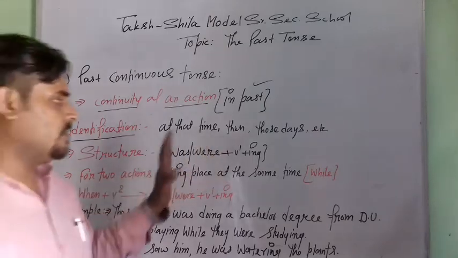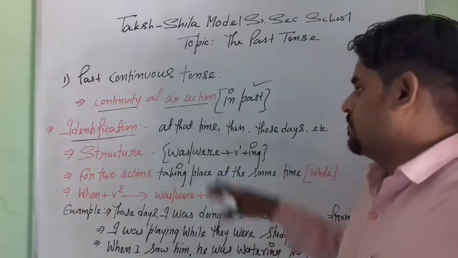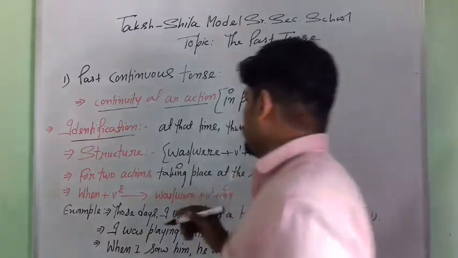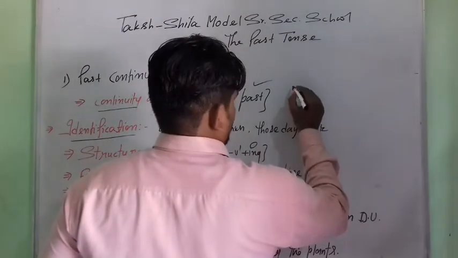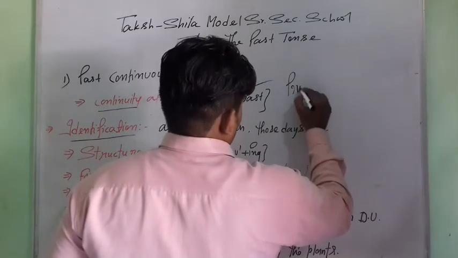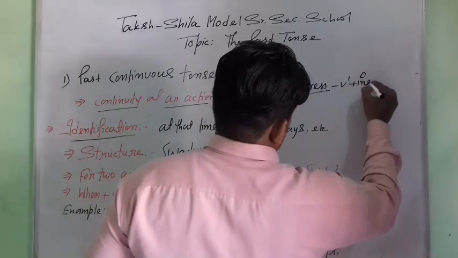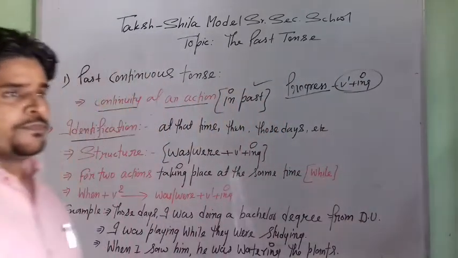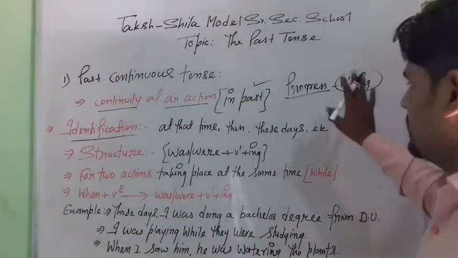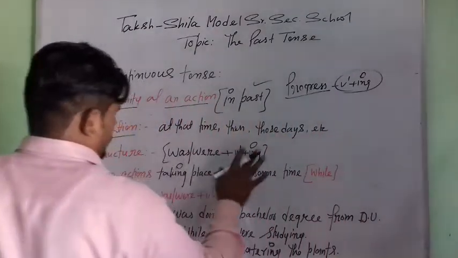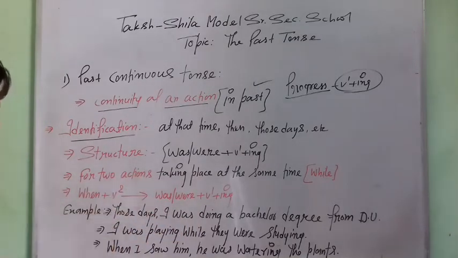So the structure is was, were, V1 plus ing. For present tense, we use which verbs? We use is, am, are. For past tense, we use was, were, right? And ing is always used for what? For an action which is in continuous state, right? For progress. When the action is in progress, we always use V1 plus ing. Always make it a point, students. Whenever your action is in progress, you always use the first form plus ing form for it, right? So this is the very smallest structure, right? Very easiest structure.